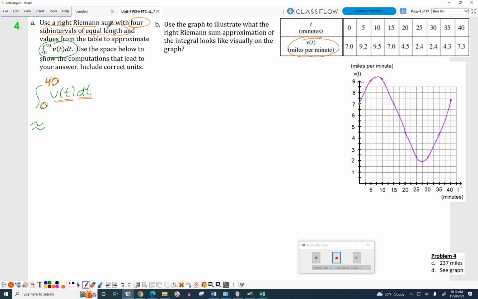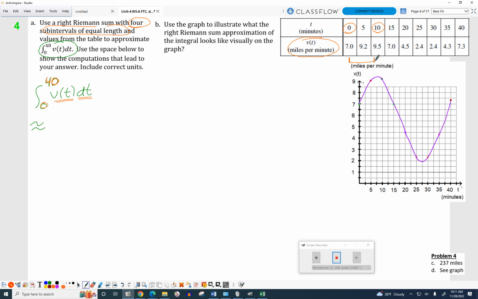You would go from 0, is it 7.0 to 9.5, right? You're doing subintervals? Oh yeah, best way to talk about subintervals is always in terms of time. Okay, go from 0 to 10. Yeah, we just go from time 0 to time 10.